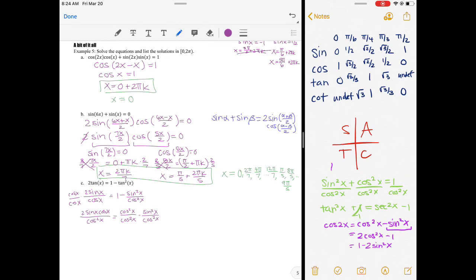So this 2 cosine x, sine x, cosine x, you should recognize as sine of 2x, all over cosine squared of x. And then on this right side, if you have the cosine squared of x minus sine squared of x, you should recognize that as cosine of 2x over cosine squared of x. Okay, we notice they have the common denominator, so we could just say, let's multiply both of them. But really what it's saying is that the tops are equal.